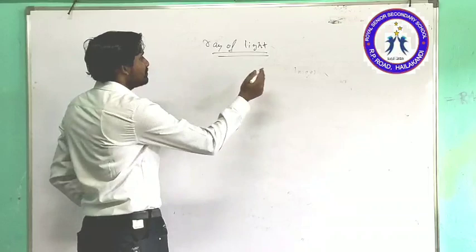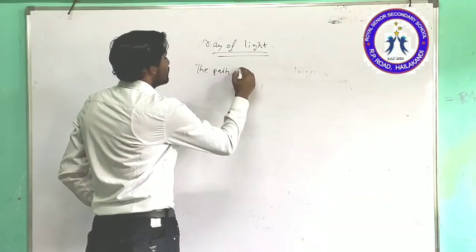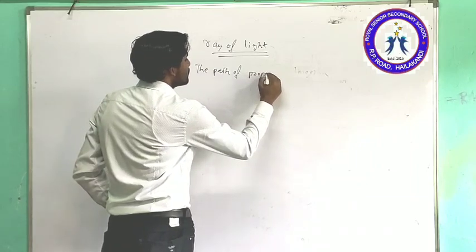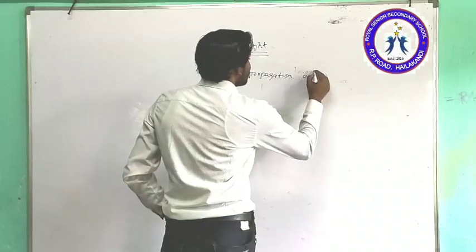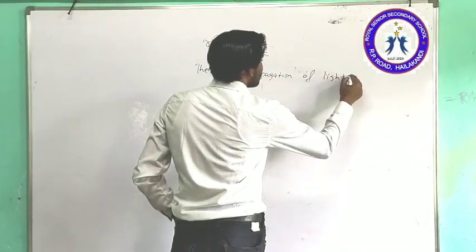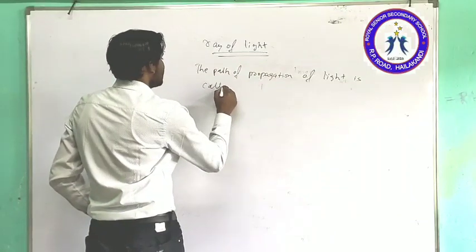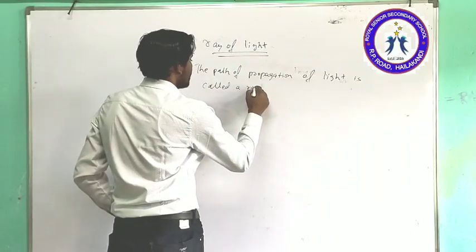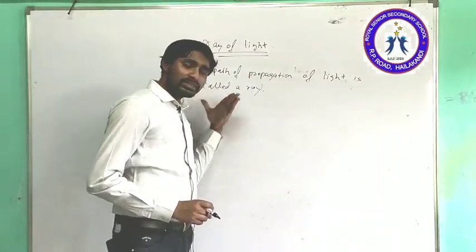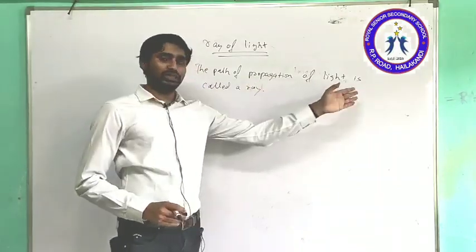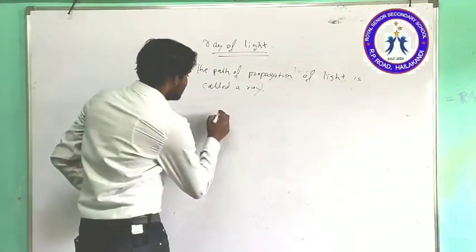So what is the definition of a ray of light? The path of propagation of light is called a ray. Light travels in some path, and that path of propagation is called a ray of light. Suppose light is traveling in that path.